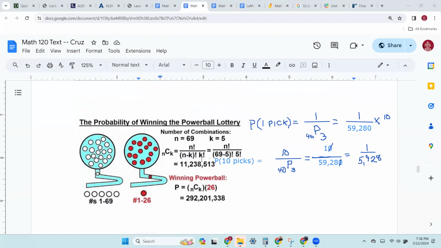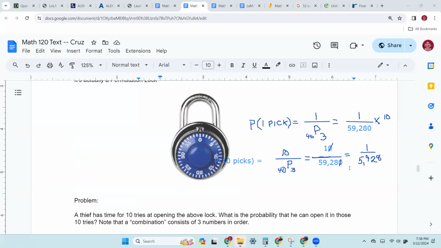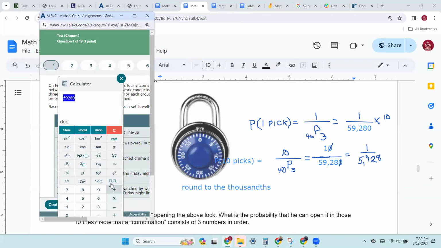So we can look at also the, oh, you know what? Let's round that to thousandths, let's say. All right. So we're going to take the calculator, and as we did before, we're just going to divide the numerator of 1 by 5,928.